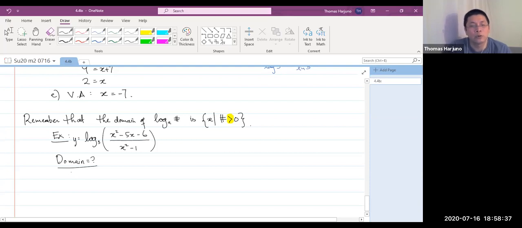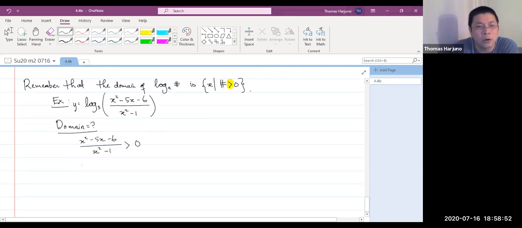So what I will do first is identify that my (x squared minus 5x minus 6) over (x squared minus 1) has to be strictly positive, cannot even be 0. And then, oh, it's factorable. So (x minus 6)(x plus 1) over (x plus 1)(x minus 1). Do not cancel this x plus 1 though. Do not cancel them.